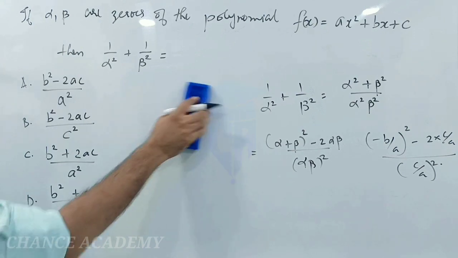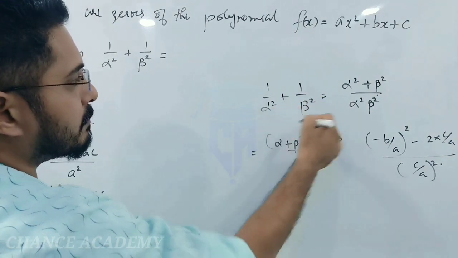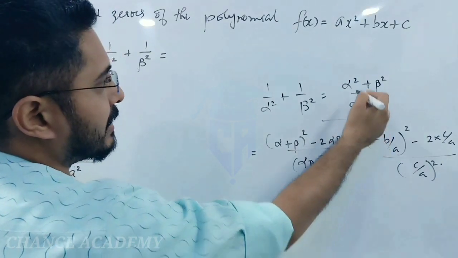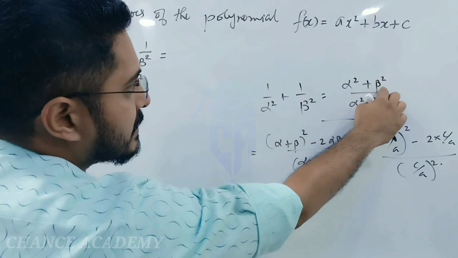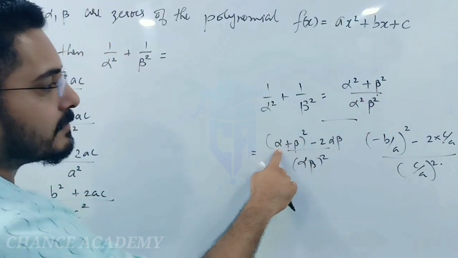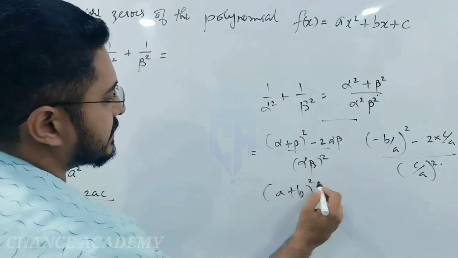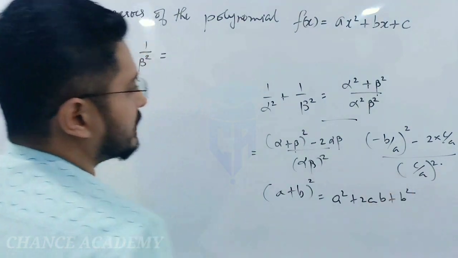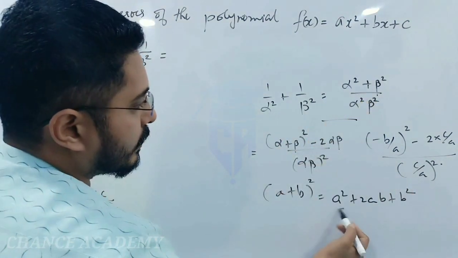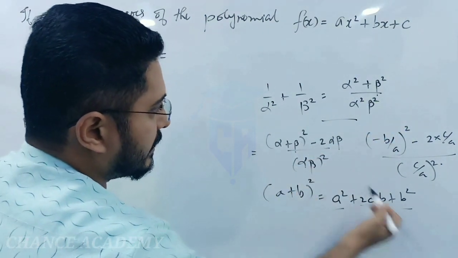So I have written something on the board. It's 1 by alpha square plus 1 by beta square. On cross multiplying this, it will be of this form: alpha square plus beta square by alpha square into beta square. So alpha square plus beta square can be rewritten using the identity a plus b the whole square. When it's expanded, you'll be getting a square plus 2ab plus b square. So here we have only the square terms in the numerator, so we need to subtract the 2ab term.